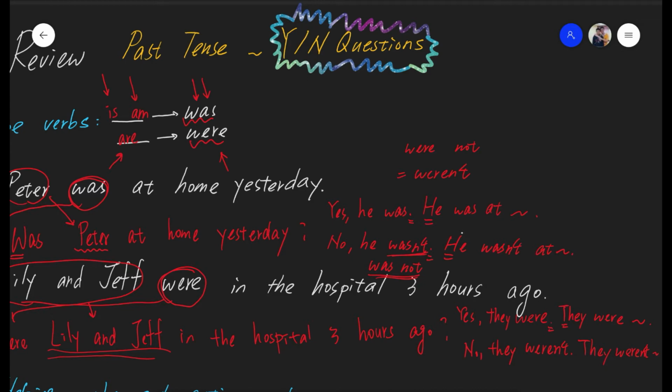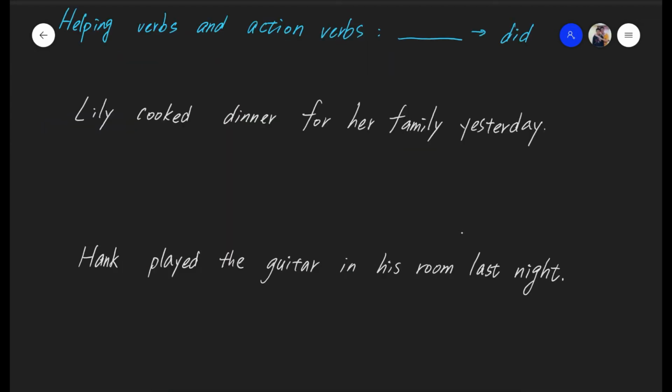Now, let's talk about how to make yes/no questions with past tense helping verbs and action verbs. First, let's talk about the helping verb in the past tense. The helping verb in the past tense is did, and it comes from do or does. Because in the present tense, there are two helping verbs, do and does. We use does with subjects like he, she, it, or a person's name or a thing's name. All right. Now, in the past tense, we use only did.